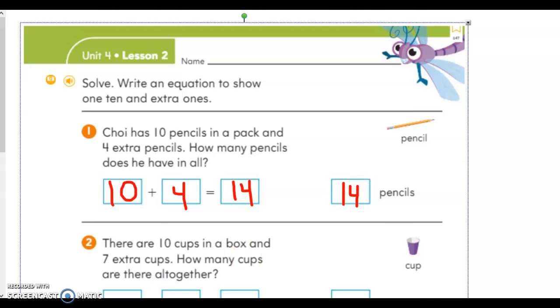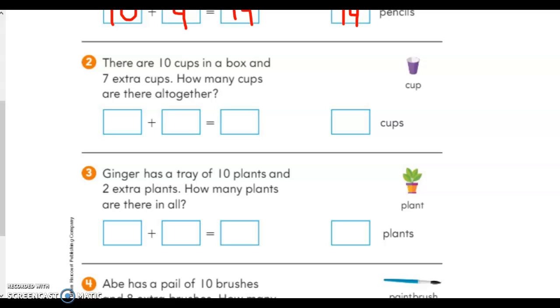Let's do another one together. All right, let's do number 2. Okay, there are 10 cups in a box and 7 extra cups. How many cups are there all together? Okay, so we know we have to look for our 10 first. Okay, there it is, 10 cups in a box. Let's write it.